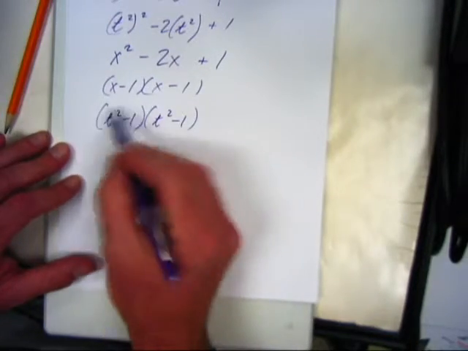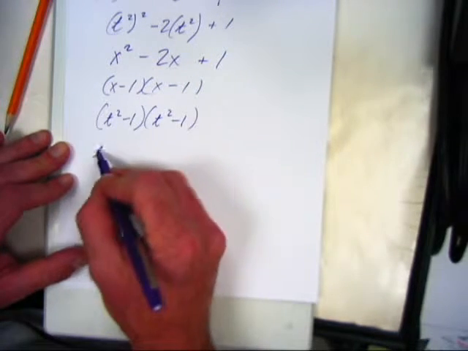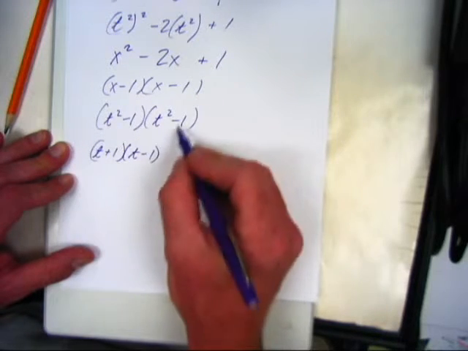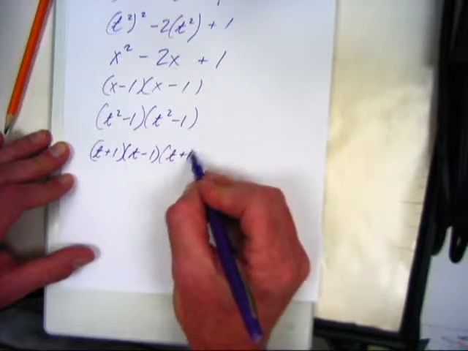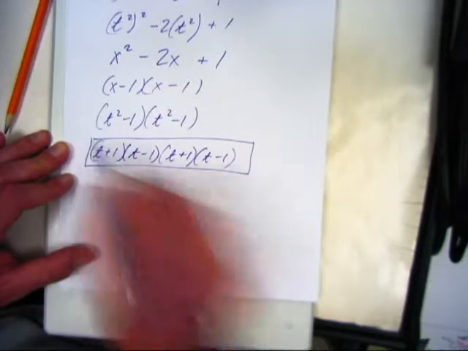And then since these are what? Differences of two perfect squares, both of them, we're going to have t plus 1, t minus 1 here. Then we're going to factor this one and we get t plus 1, t minus 1 there. This is our final factored form for number 8. Let's look at another way to do it.